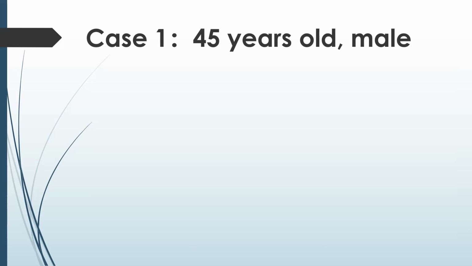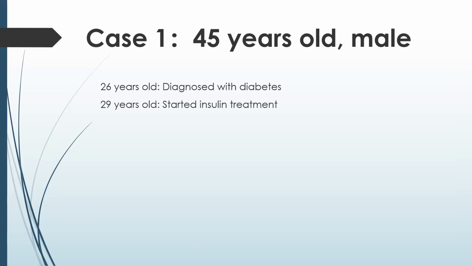So for a better understanding of the effect of this reducing electron, I will just share one of the cases which I took from Japan, our Japan hospital, Horiguchi Hospital. This case is a 45 years old male. So you can see here at 26 years old, this man is diagnosed with diabetes. And at 29 years old, he started the insulin treatment, which is the injection of the artificial insulin.